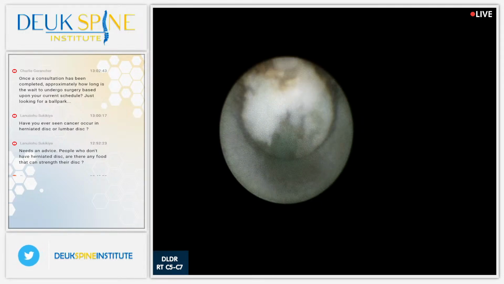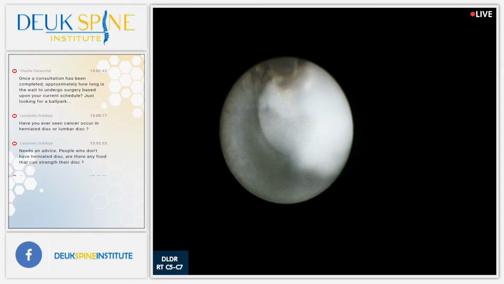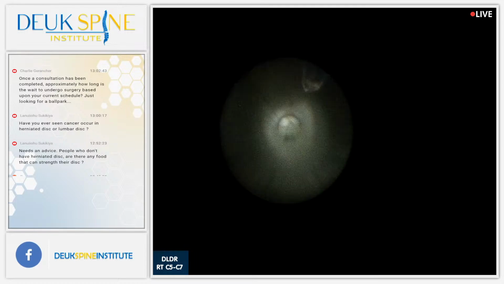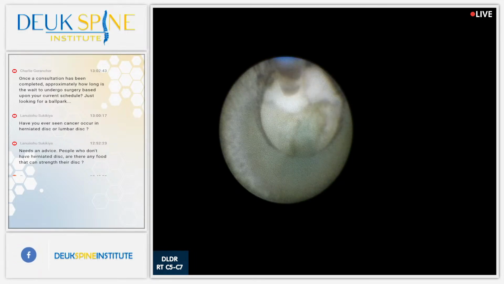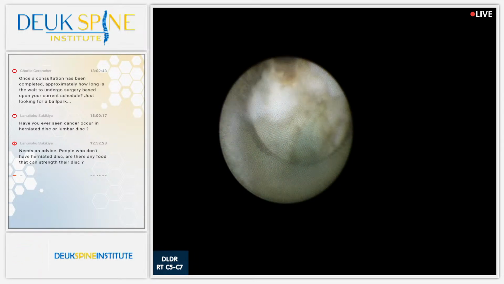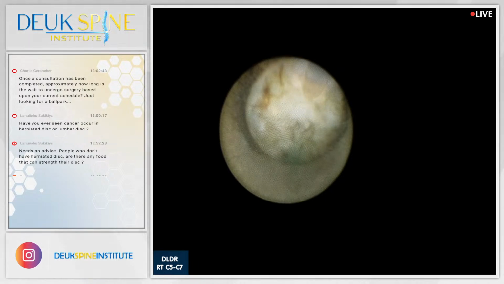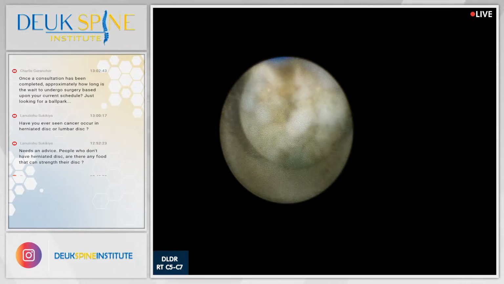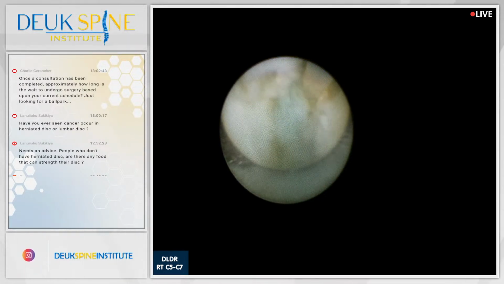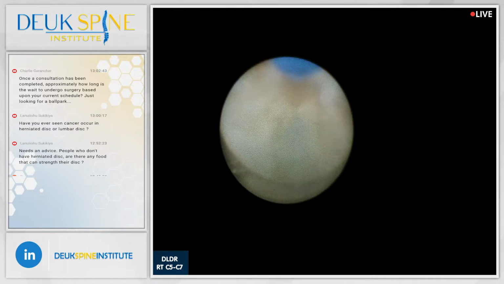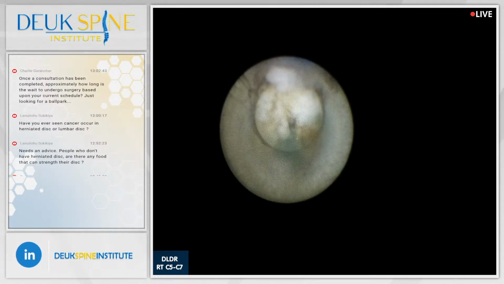Just for reference, the tip of that laser fiber is 0.5 millimeter. It gives you an idea of how big these pieces are. The inside of this tube is about 2.8 millimeters. This is all herniation. I've got about 5 minutes left on this disc, and then I'm going to move.